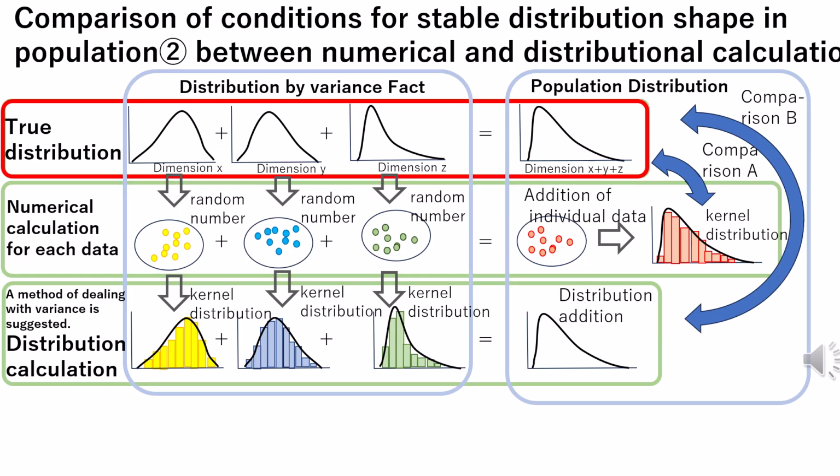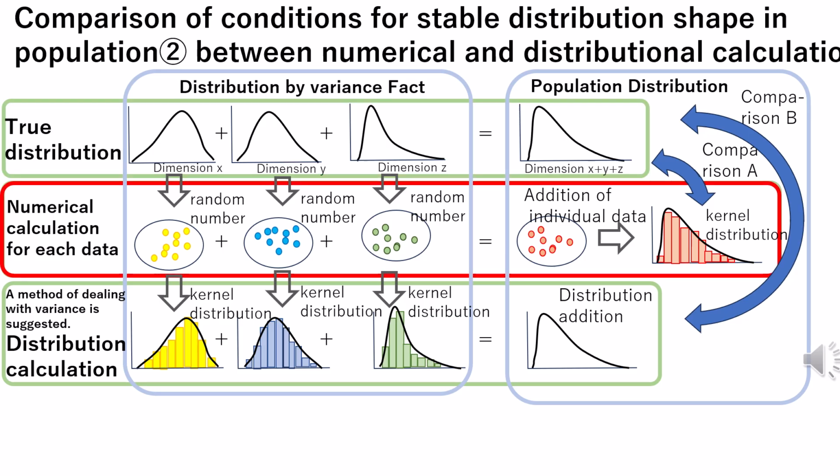The top row shows the true distribution of the variance factor and the population. Suppose I include multiple data following the multiple distributions shown here. Suppose I include 3 variance factors, each as a dimension of a component, and that the sum of the 3 is a parameter of the quality of the population of products. The sum of the distributions is the true value of the population distribution.